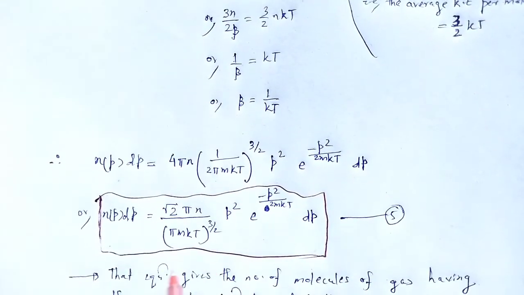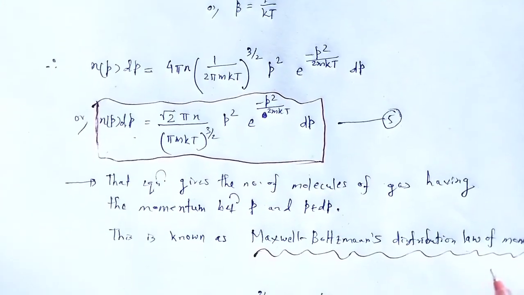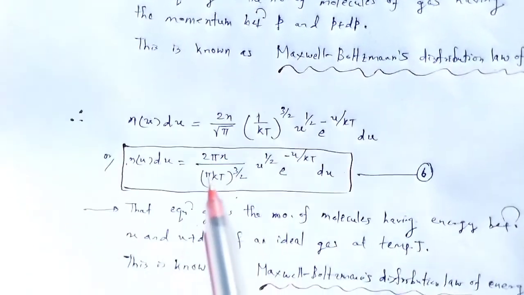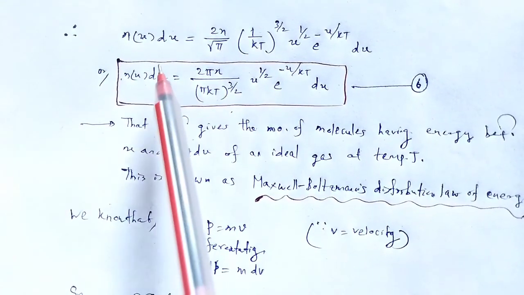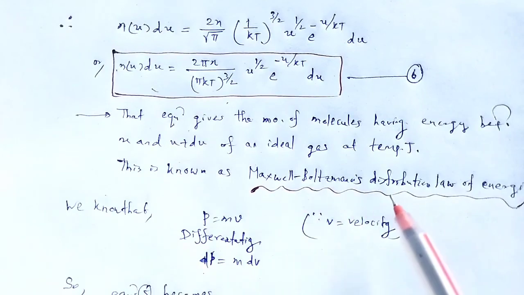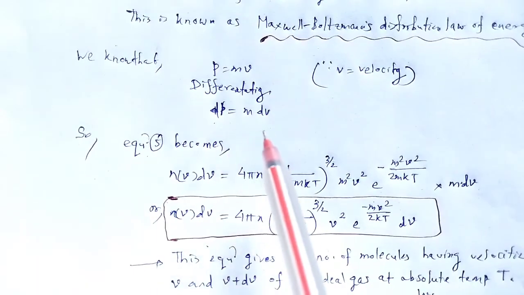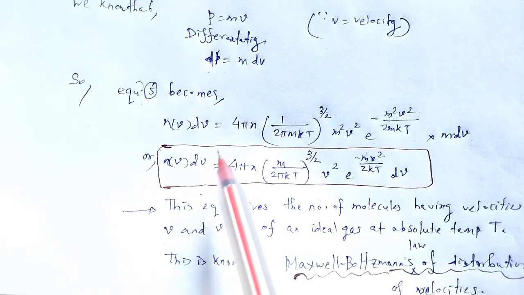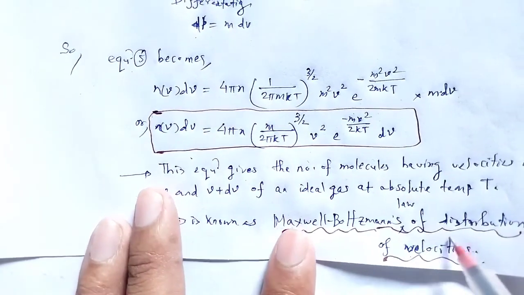So we get N(p) dp, the number of molecules in the momentum range, and this is known as the Maxwell-Boltzmann distribution of momenta. Again the value of beta is put in the energy expression, so N(u) du gives the number of gas molecules in the energy range, known as the Maxwell-Boltzmann distribution law of energy. And again taking p equal to mv and dp equal to m dv, the equation changes to N(v) dv, the number of gas molecules in the velocity range, known as the Maxwell-Boltzmann law of distribution of velocities.